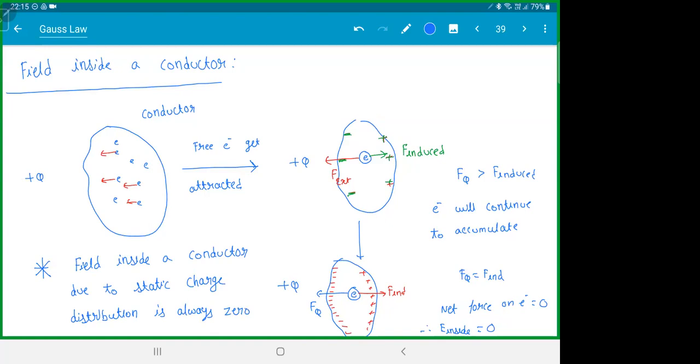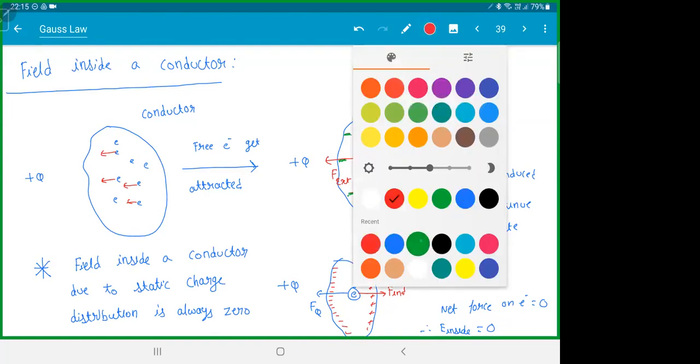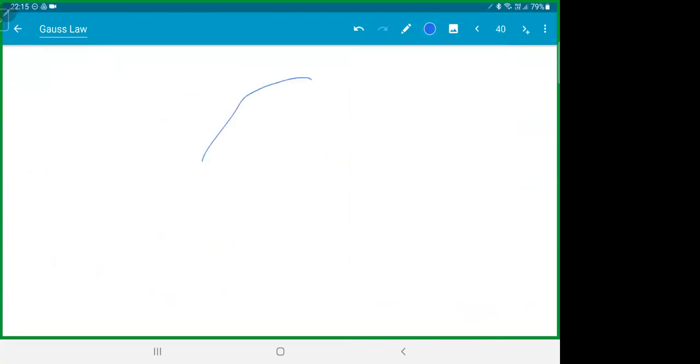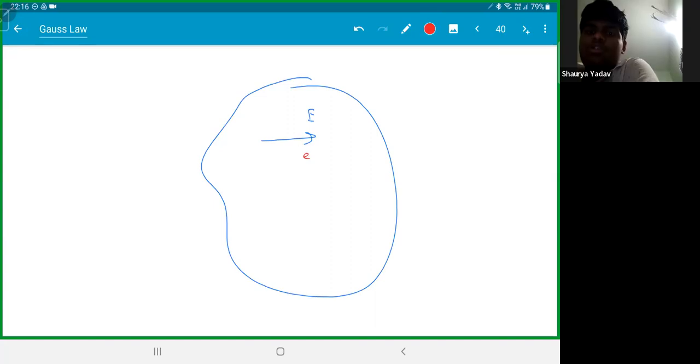Let's think this way. If it is not 0, what will happen? If it is not 0, the electrons will continue to move, and they'll start accumulating. They will accumulate so much that the field has to become 0. Is the logic making sense? Think of it like this. This is a conductor, and let's say the field is not 0. What will the electrons do? Electrons will go in which direction? Opposite to the field. So electrons will go this way.